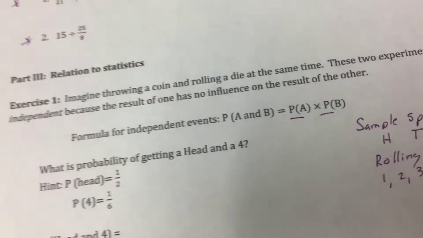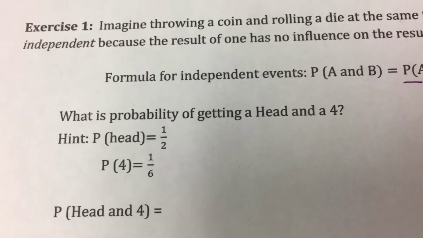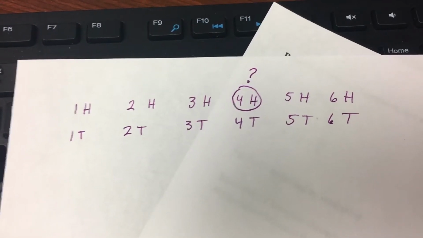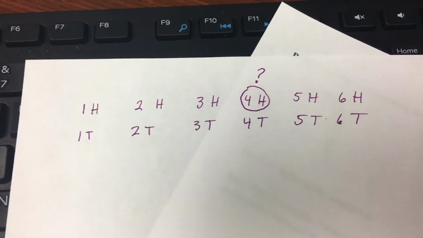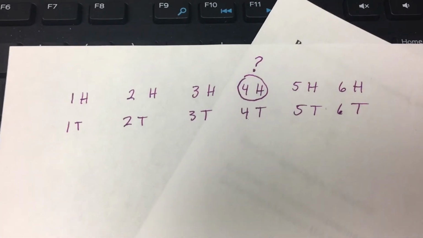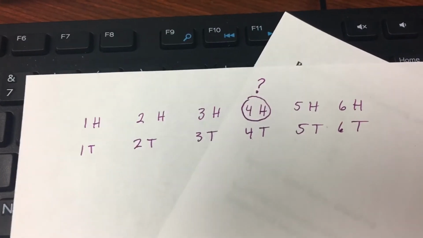Now, they ask you a question in this problem. Let me find it again. I lost my page. Oh, here it is. They ask, what is the probability of getting a heads and a 4? Heads and 4. If you look at our sample space, notice heads and 4, you have one outcome that's that way. If you count all your different outcomes in the sample space, you will see that there are 12 of those. So my probability would end up being 1 over 12.